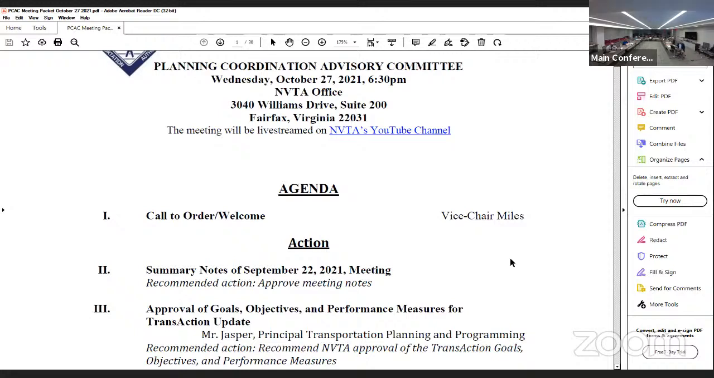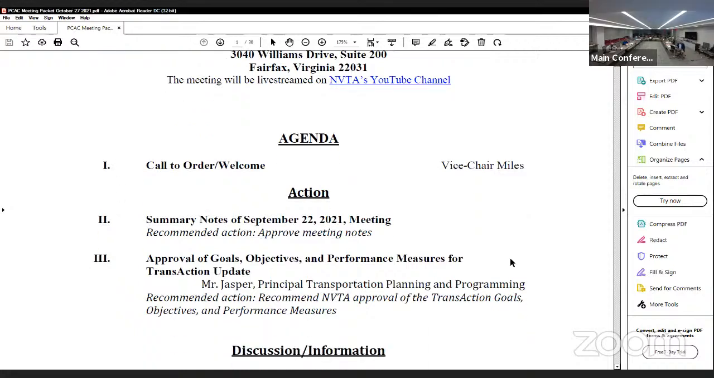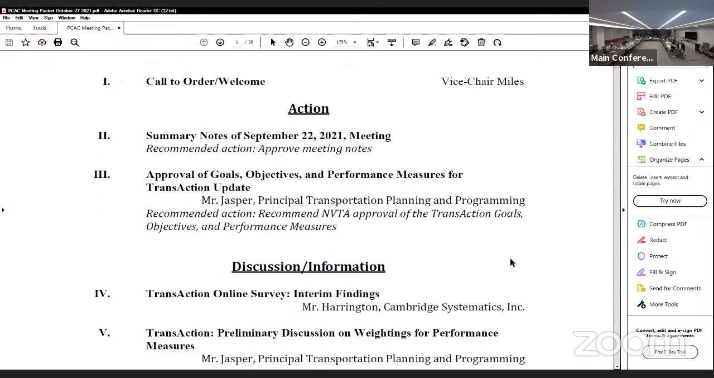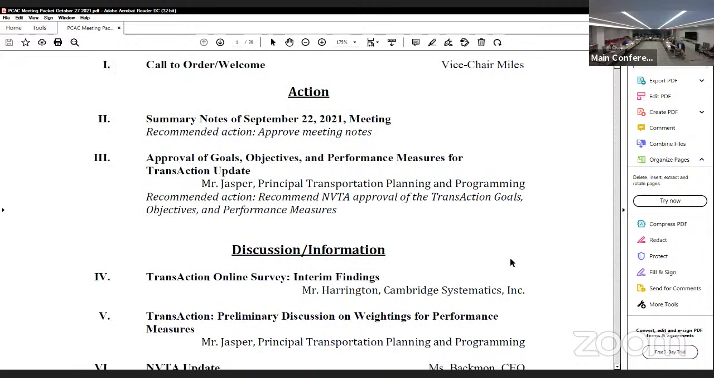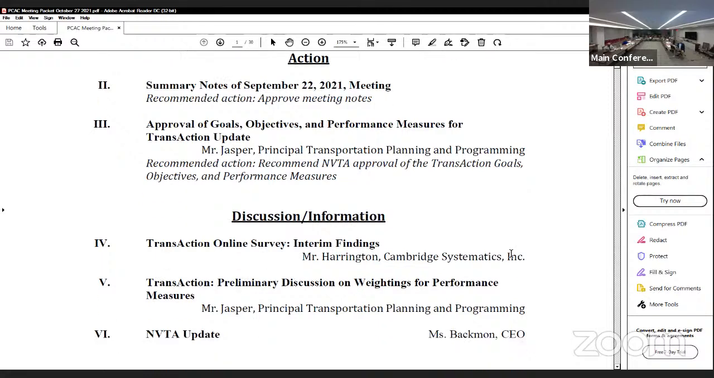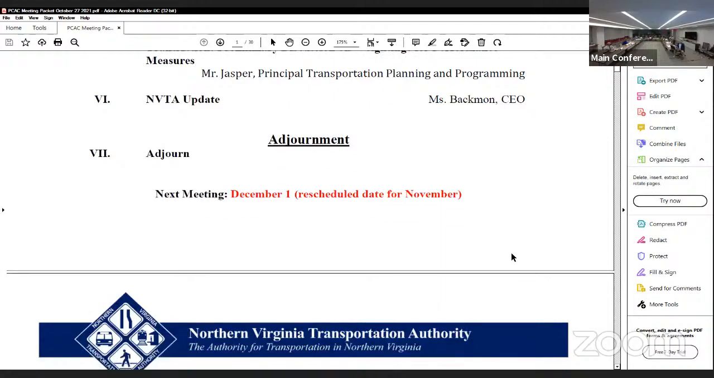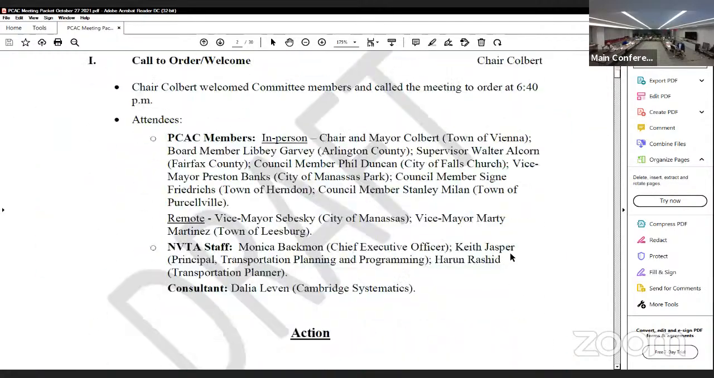Good evening. I'm Tom Harrington with Cambridge Systematics. I think my colleague Dahlia Levin's been in the last couple meetings, so we're going to have some refreshers on some of the things we talked about before, and then there's some new material as well, and also an action item tonight. So we'll start with item 3, which is reviewing goals, objectives, and performance measures that will be used in the transaction update.